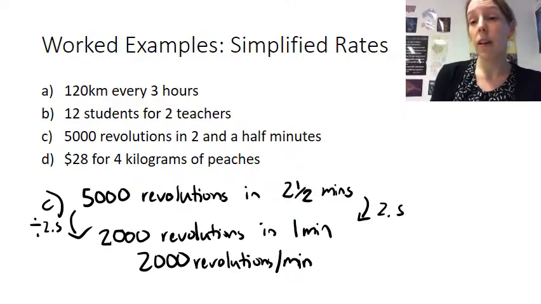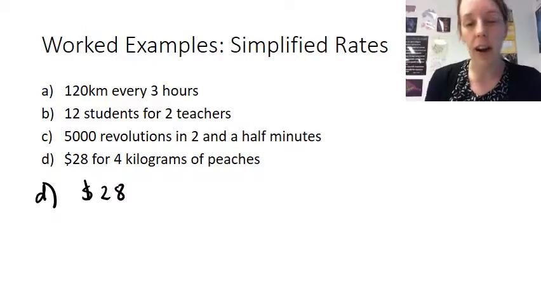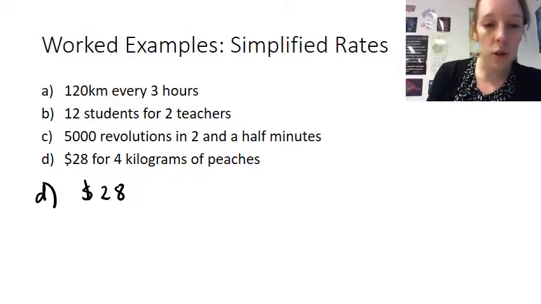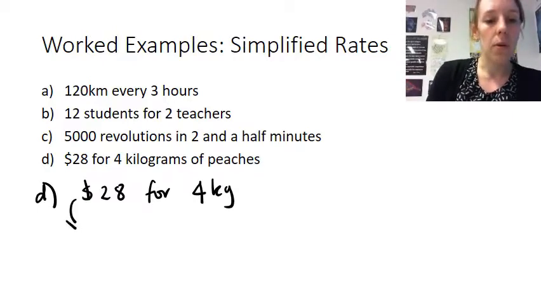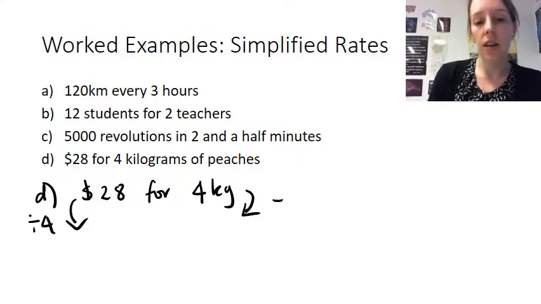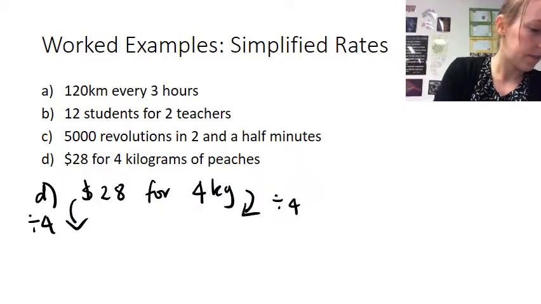I'll clear that one and I'll do our last worked example, which is D. They spend $28 and they get 4 kilograms of peaches. So we're going to find out our price per kilo. So $28 for 4 kilograms. We want to work out per 1 kilogram. So we're going to divide by 4 so that our second unit can be in a single unit. So 28 divided by 4 is 7.